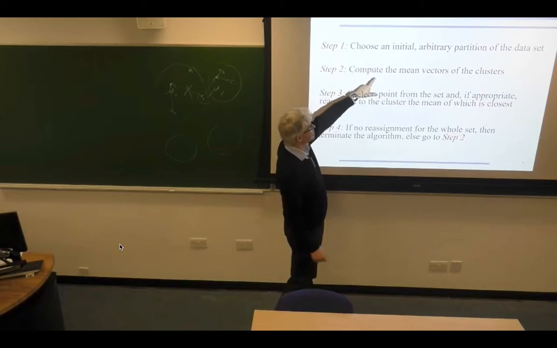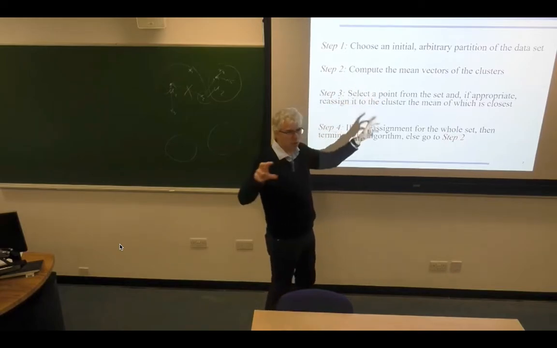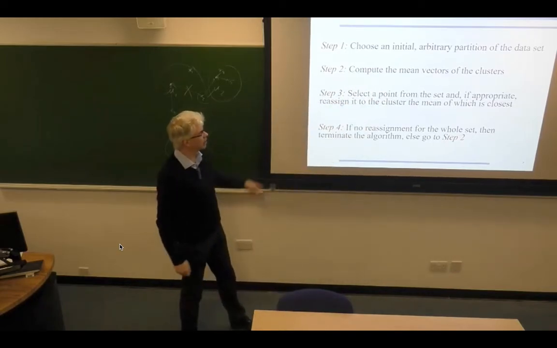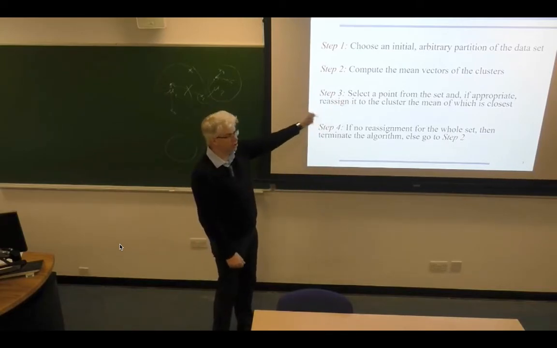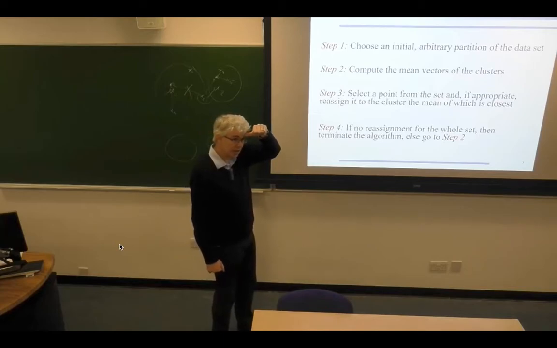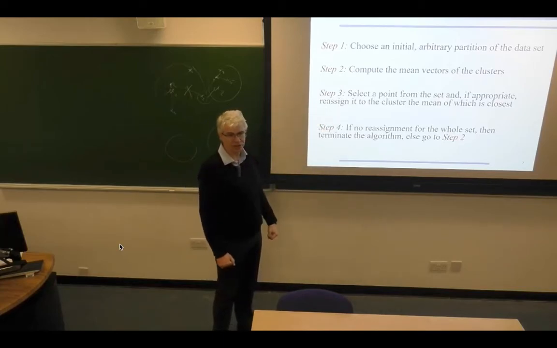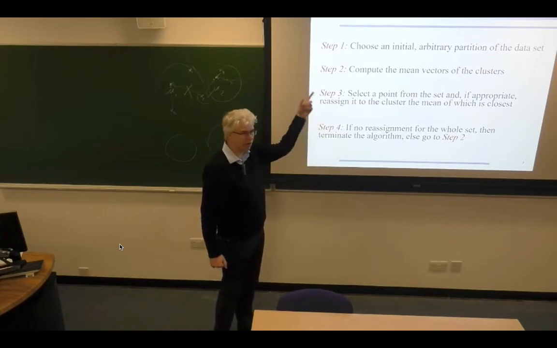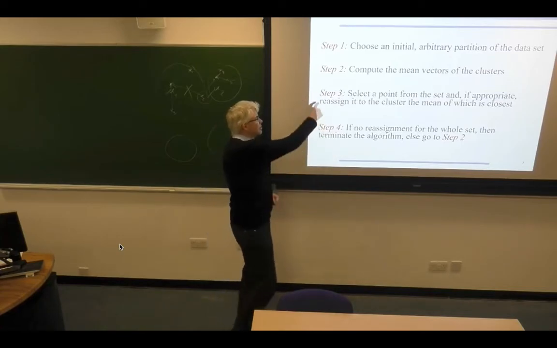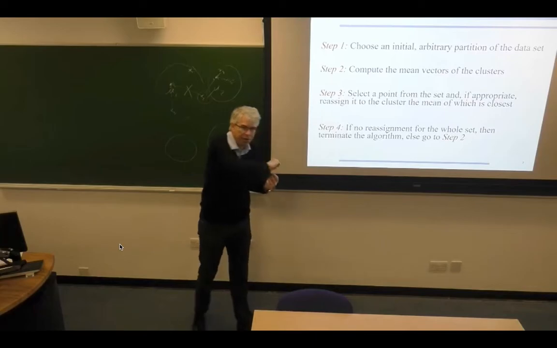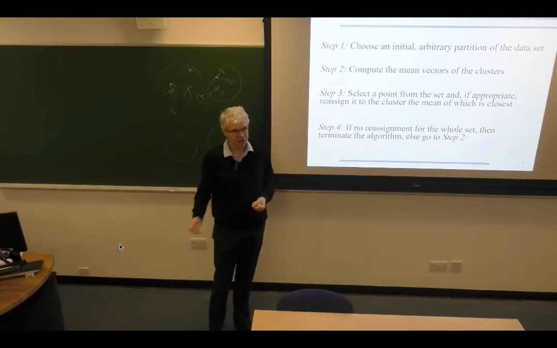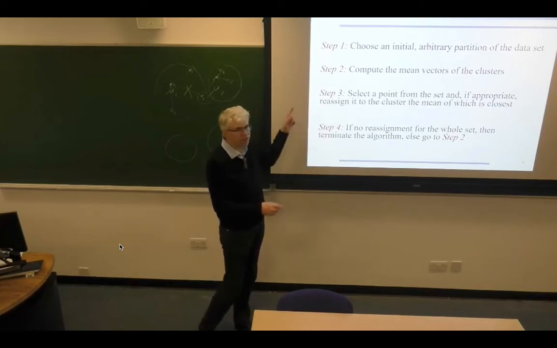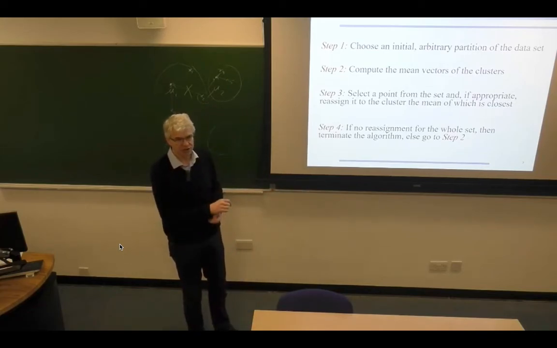Once you've done that, then you calculate the mean vectors. So what are the current cluster means? And then select a point and check that criterion that we had on the previous slide. And if you need to, reassign it to the closest set, and then carry on. If you have a pass through all of the data set and you don't do any reassignments, then you stop. But if you did any reassignments on the previous pass, in theory, you should carry on one more.